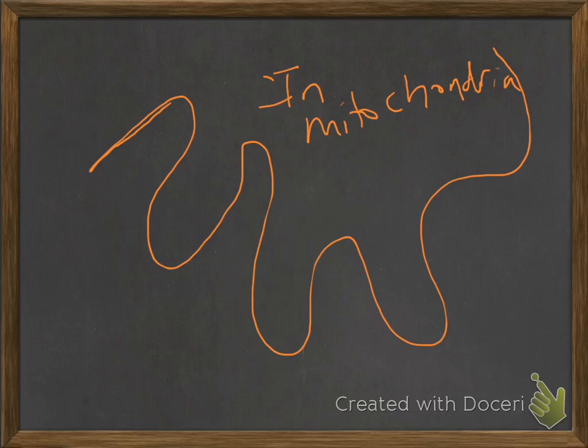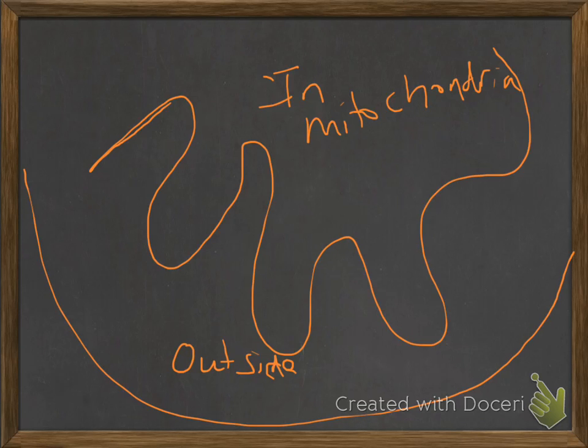And this is still in the mitochondria, but it's on the outside of the inside. Does that make sense to y'all? Remember the mitochondria have two layers, and so there's actually another layer right here. It's like a two-story.